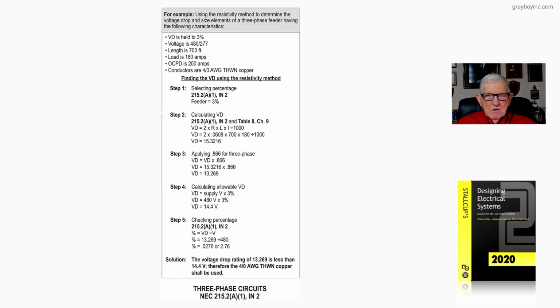So as the solution says, the voltage drop rating of 13.269 is less than 14.4 volts that we calculated in step 4. So therefore, the 4 AL conductor can be used, and we're going to be within the 3% that we wanted to hold the 480 volt three-phase system to, and that's what our figure 15-8 is illustrating to us.